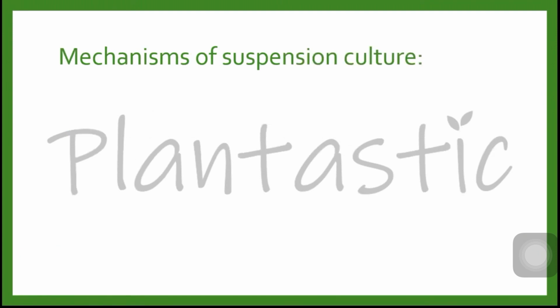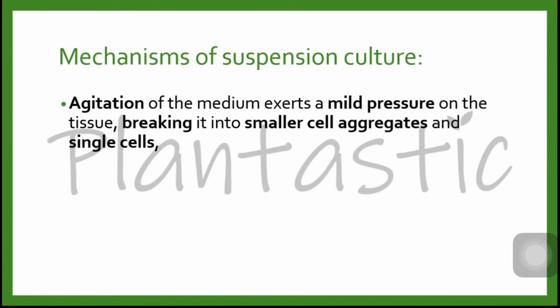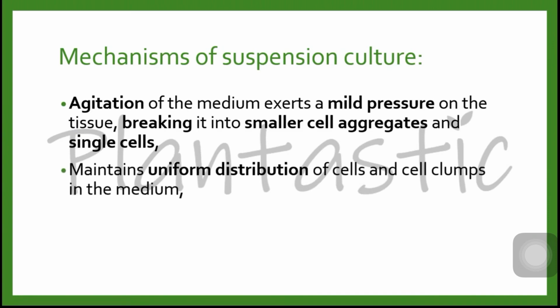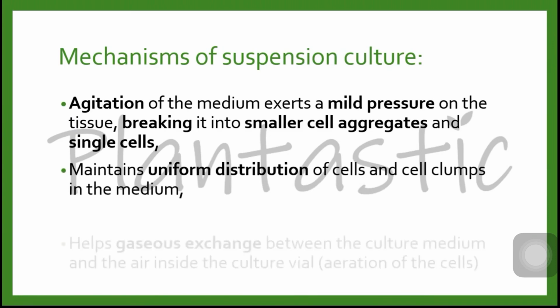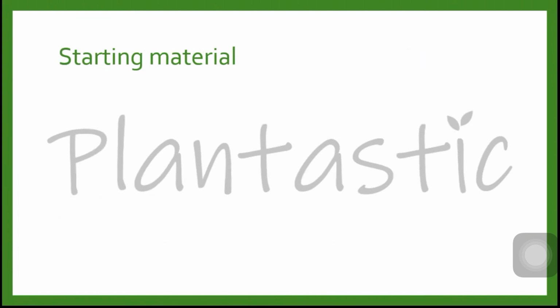The mechanisms of suspension culture are: the agitation of the medium exerts a mild pressure on the tissue, breaking it into smaller cell aggregates and single cells. It maintains uniform distribution of cells and cell clumps in the medium. It helps gaseous exchange between the culture medium and the air inside the culture vial, which we refer to as the aeration of the cells. Alright, what are the starting materials for suspension culture?